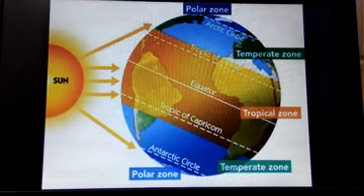In the winters of these zones, like European countries, Russia, Siberia, summers are mild. You will feel that the temperature is only 25 to 26 degrees Celsius, very mild in summers. Winters are so cold that there is snowfall. So here we have snowfalls also. This is known as temperate zone.